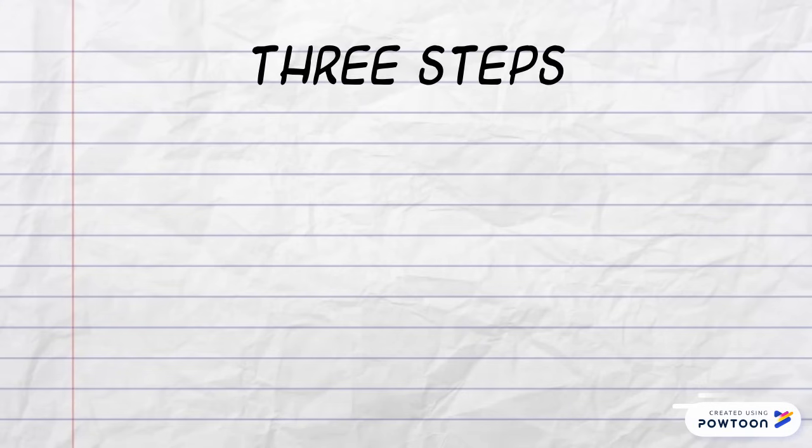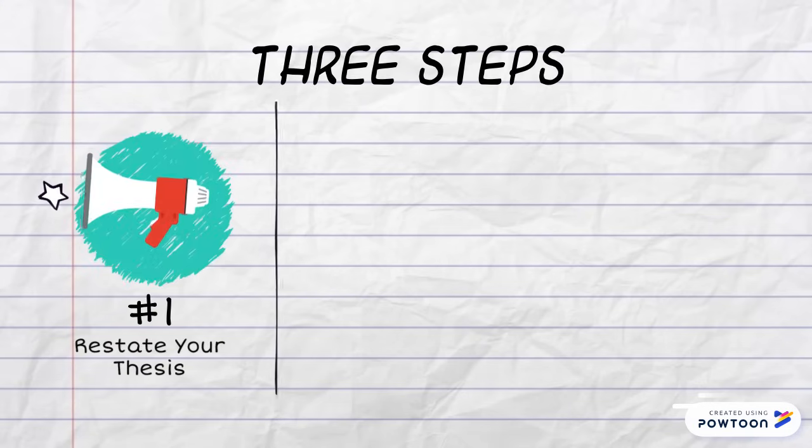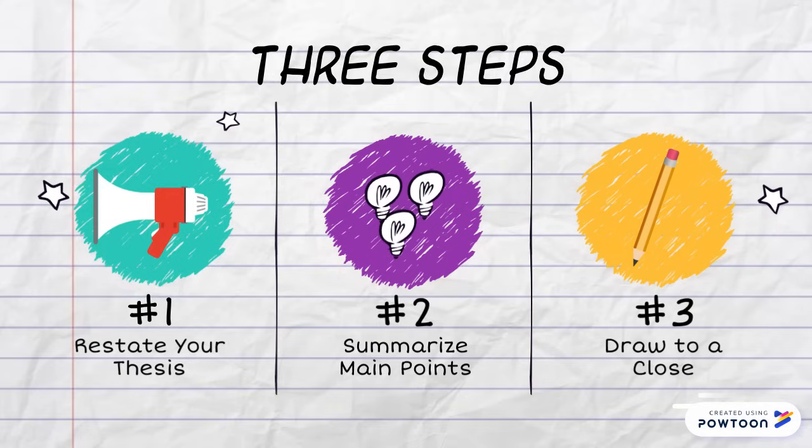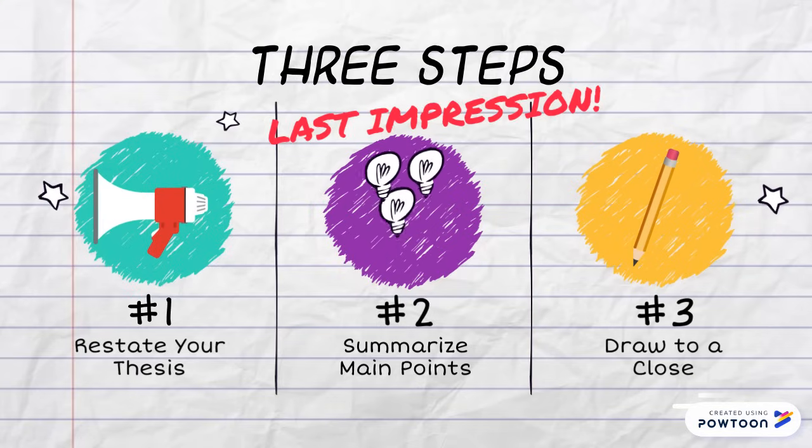So there are 3 steps to writing an awesome conclusion paragraph. The first is to always make sure that you restate your thesis. Next, you want to summarize your main points. And finally, you want to draw it to a close. Now remember, this is your last impression for your reader, so you need to make it count.